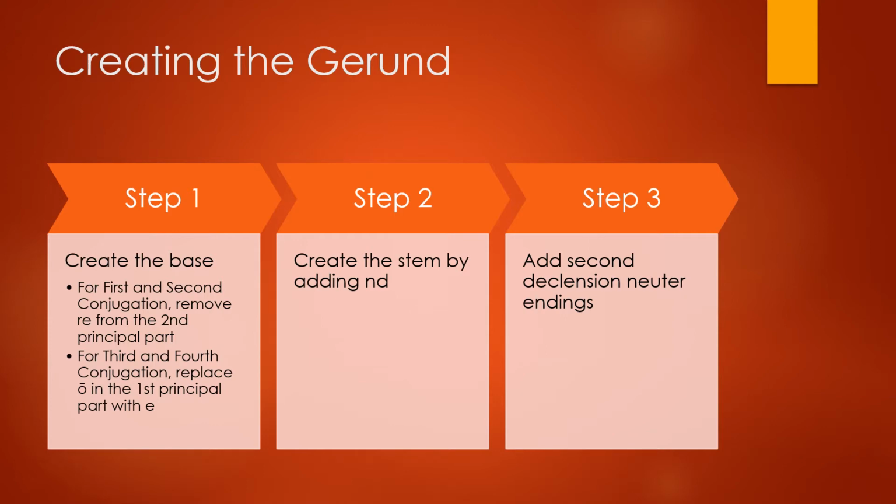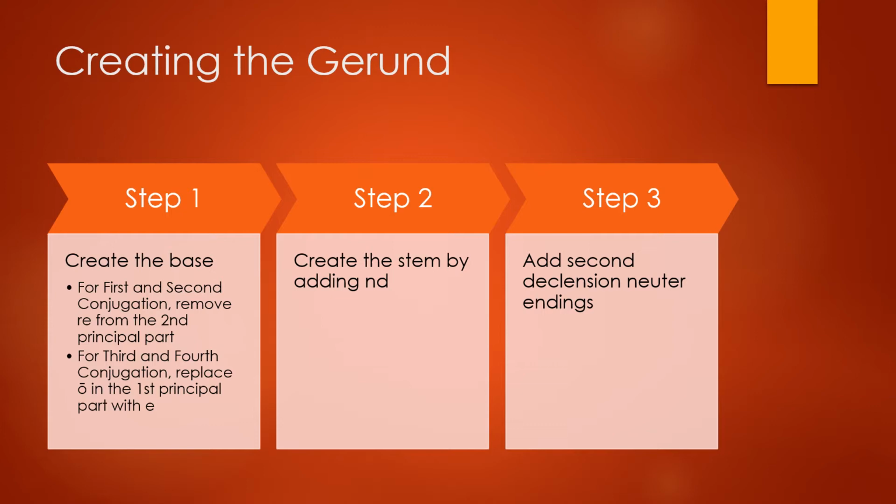Let's talk a little bit about how to create the gerund. It is a simple 3-step process. For the first step, you're going to create the base. If you are working with a first or a second conjugation verb, you'll create the base by removing the letters re from the second principal part of the verb. If, however, you are working with a third or a fourth conjugation verb, you're going to create the base by removing the long O in the first principal part and putting an E there in its place.